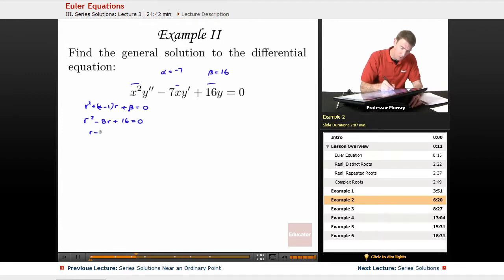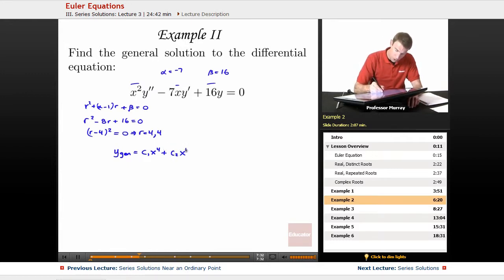That factors into (r minus 4) squared is equal to 0. So we get the double root at r equals 4. So we had a different formula for when we have a double root. The general solution, c1 x to the 4th, but we can't have a c2 x to the 4th because that would just be a copy of our first solution. So c2 x to the 4th natural log of x. We got that straight from the lesson overview at the beginning. Whenever you have a double root, that second solution, you just multiply it by natural log of x.